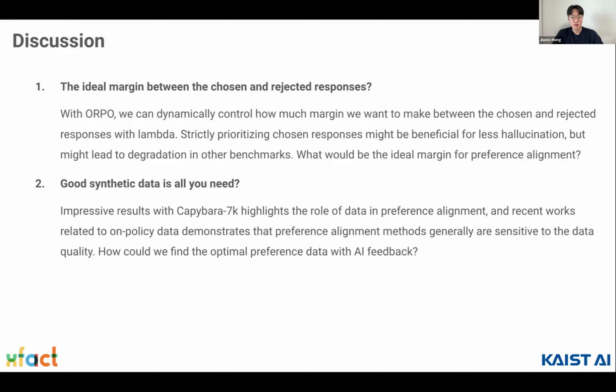So it is really an important question to find out how we can make the optimal preference data with AI feedback for different models. These two things, the actual margin that we want and making an ideal synthetic data, would be really important questions in the context of alignment these days, in my opinion. So I think it will be interesting to discuss with the people here.